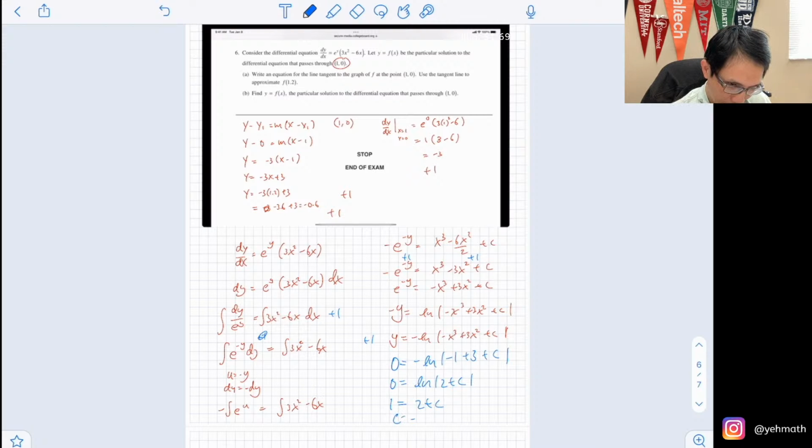Oh, you're multiplying e to both sides. Not multiply e to the power of both sides after we multiply by negative. Yeah, after this part it's e to the both sides. e to the 0 is 1. c is equal to negative 1.